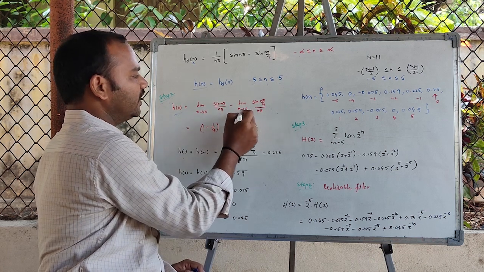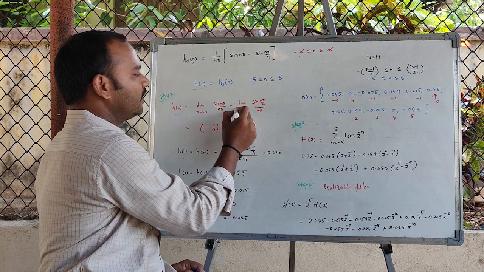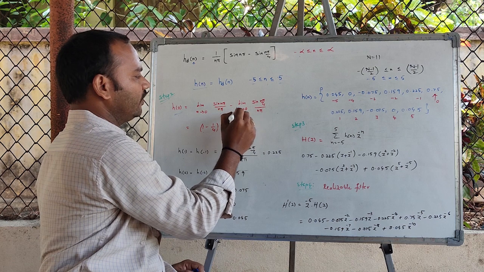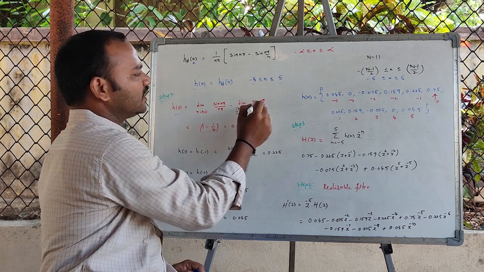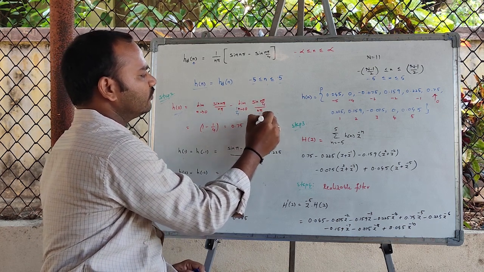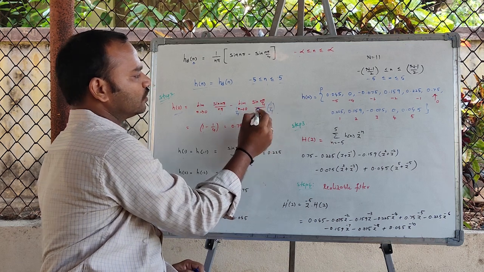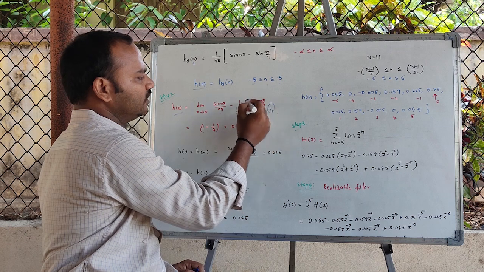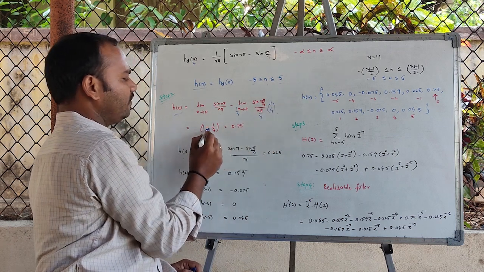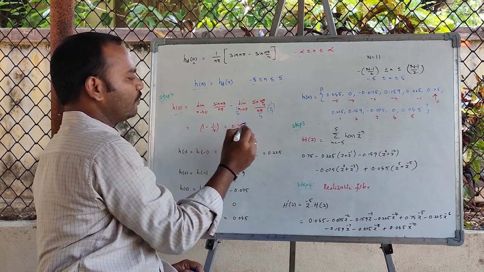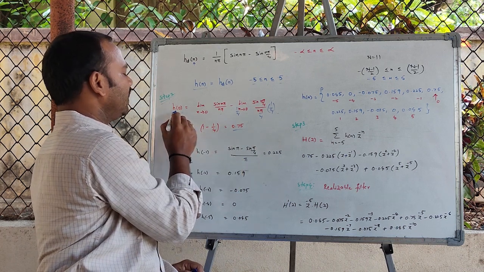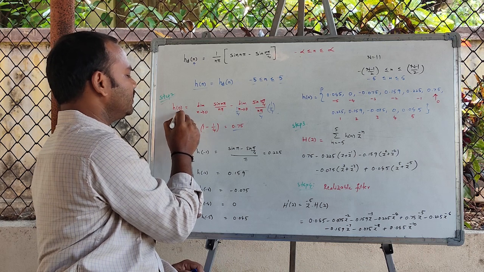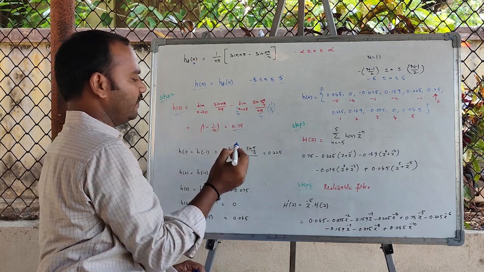So 1. Here for the second limit, you multiply and divide with 1 by 4. Now what happens? Sine n pi by 4, here it is by 4 and it is 1 by 4. So sine n pi by 4 by n pi by 4 is sine theta by theta, this value is 1. So the value of this limit is 1 by 4. So 1 minus 1 by 4, the value is 0.75. That is the value of h, the FIR filter value at origin, is 0.75.